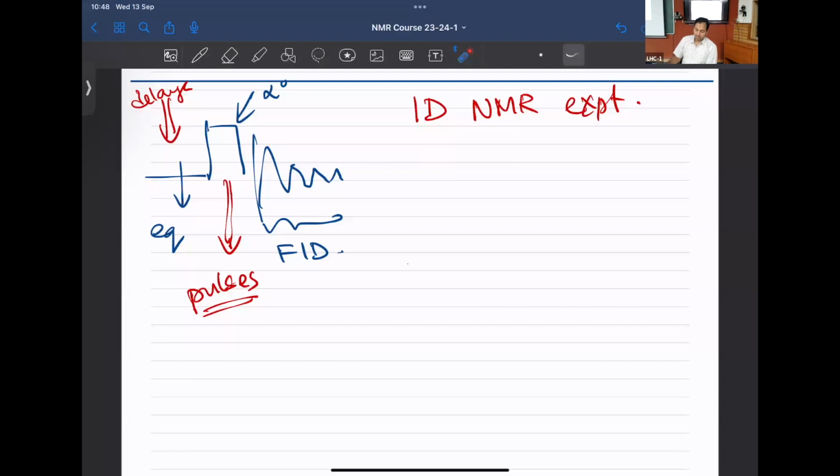So this is a simple one-dimensional NMR experiment where you have a delay to start with. We'll understand what this delay means and why it is required. You have a pulse and then you acquire the signal. What is the full form of FID? Yeah, what is free about it?